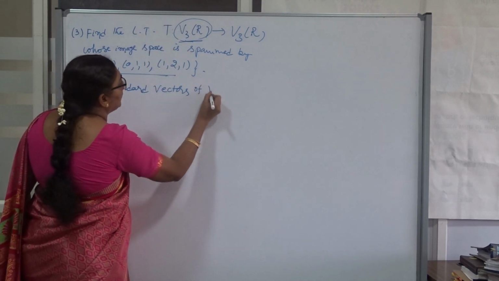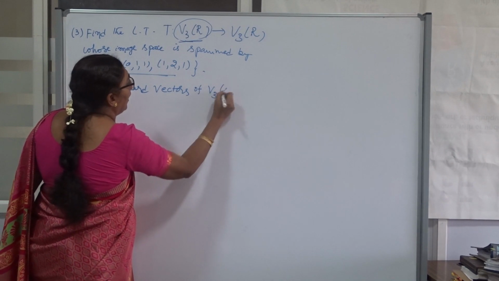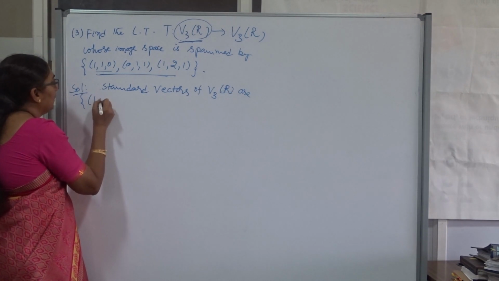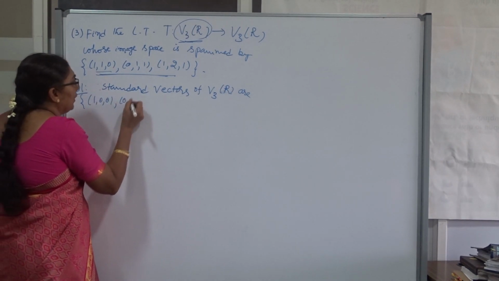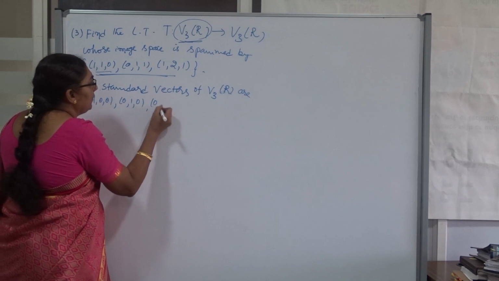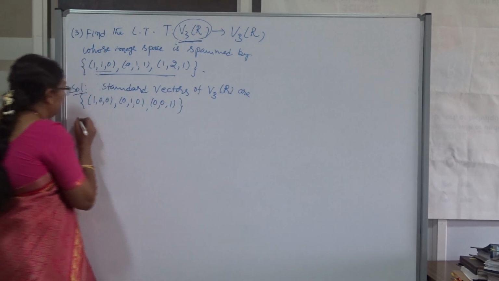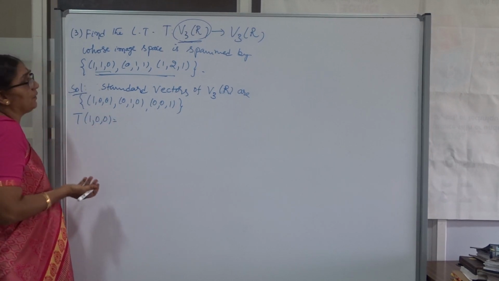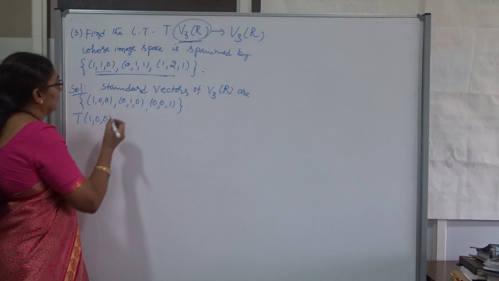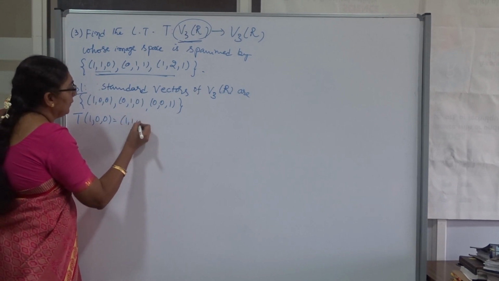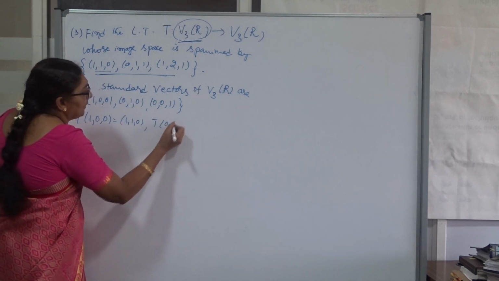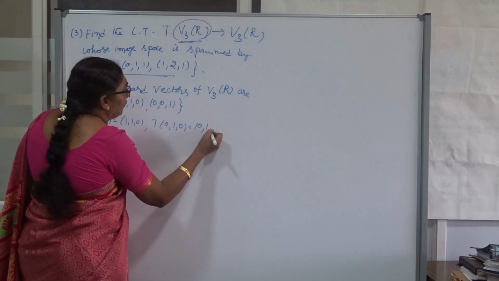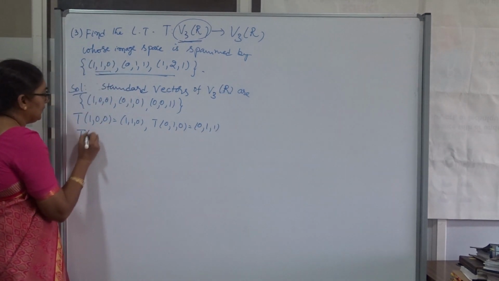The standard vectors of V3 of R are 1, 0, 0; 0, 1, 0; 0, 0, 1. Then T of 1, 0, 0, we can't find it because they have not given a function. What is the image? 1, 1, 0. What is T of 0, 1, 0? What is the second image they gave? 0, 0, 1, 1. Similarly, T of 0, 0, 1.